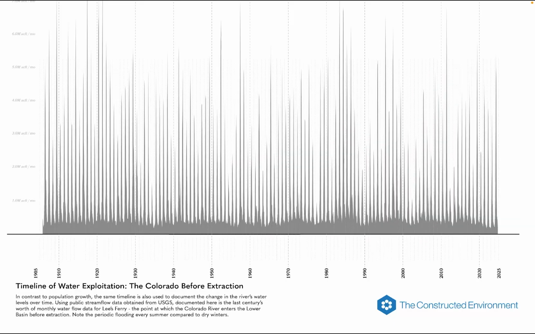In contrast to population growth, the same timeline can also be used to document the change in the river's water levels over time. Using publicly available streamflow data obtained from USGS, documented here is the last century's worth of monthly water flow data for Lee's Ferry, the point at which the Colorado River enters the lower basin before its extraction. Note especially the periodic flooding that occurs every summer compared to very dry winters.